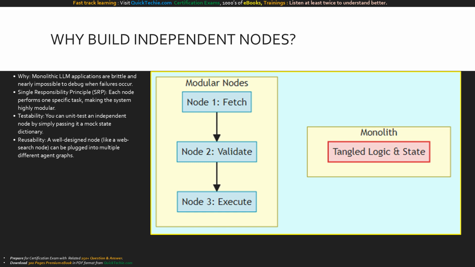This diagram contrasts the two architectural approaches. On the top left, the monolith is a red box of tangled logic and state, a single point of failure. On the right, we see the modular nodes approach. The workflow is cleanly divided into fetch, validate, and execute. Because each blue box is an independent logic unit, if the validate node fails, it fails in isolation, allowing us to catch the error, log it, and trigger a safe fallback mechanism.